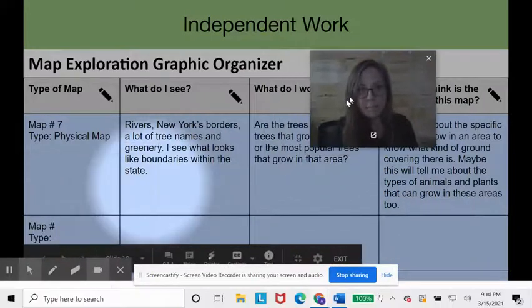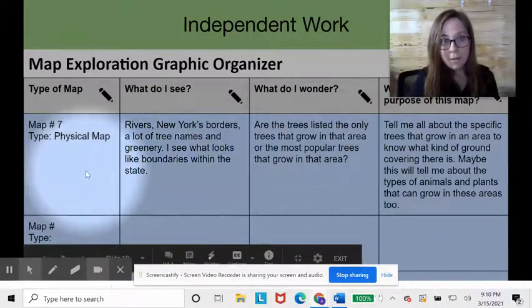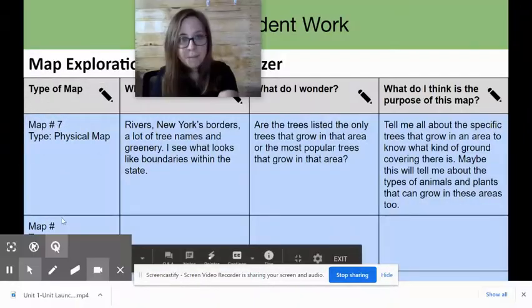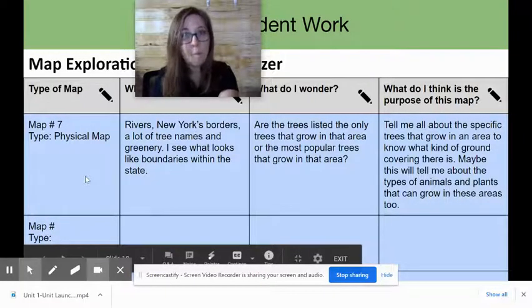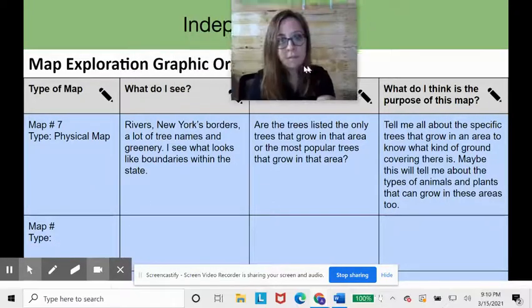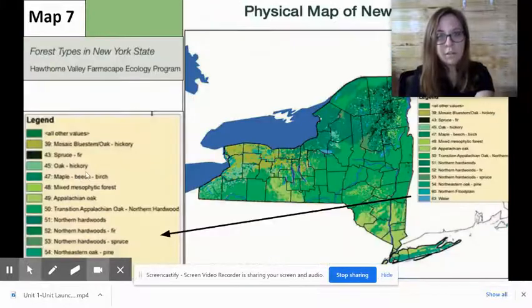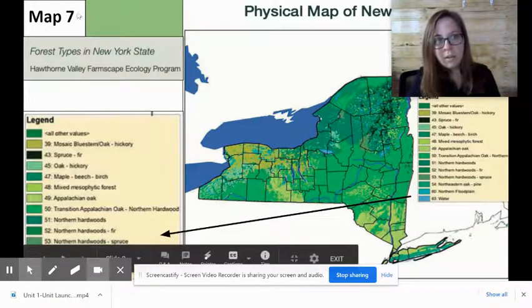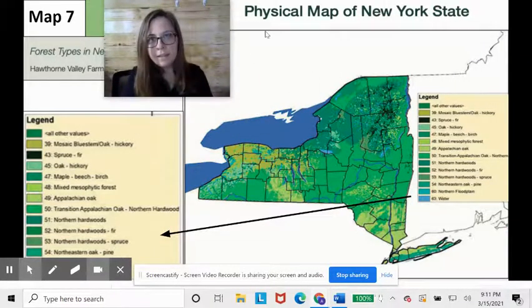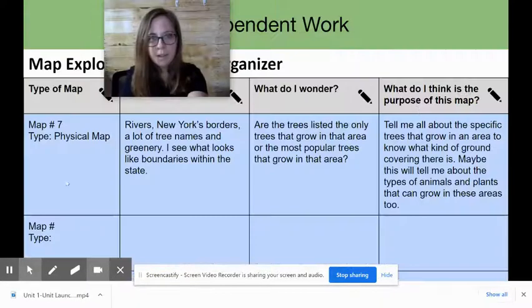So now I'm going to go to my independent work. For my independent work, friends, I chose map 7. Back to map 7, and I'm going to walk you through my thinking and how I did this. So the first thing I did, friends, is I noted the number of the map. And then I looked at what type of map it is. It said that it's a physical map of New York State. So then I went into my independent work and I typed map number 7, type physical map.